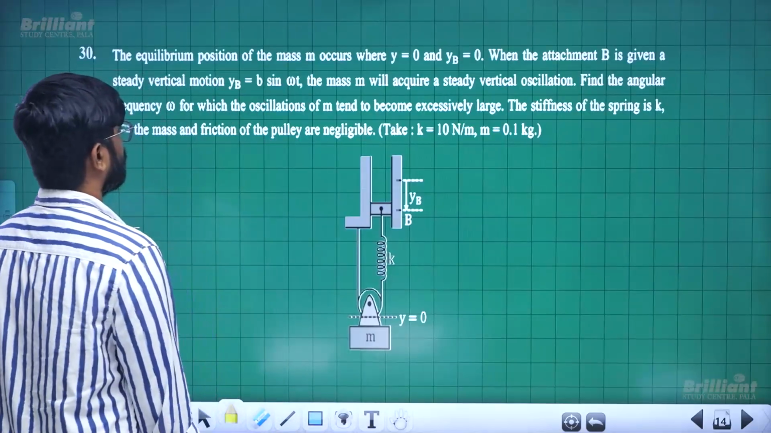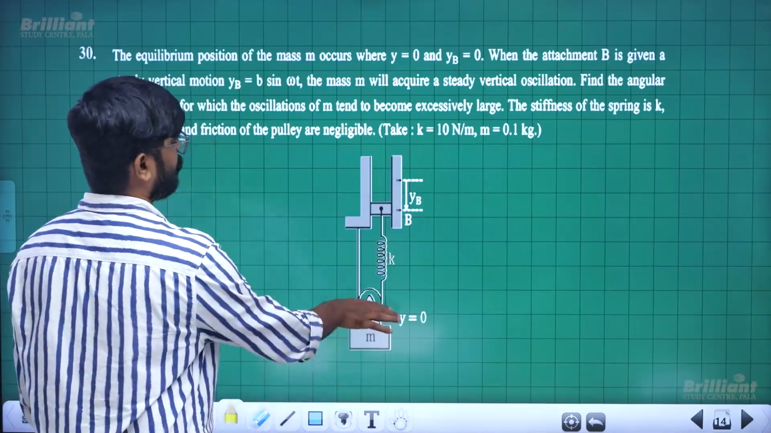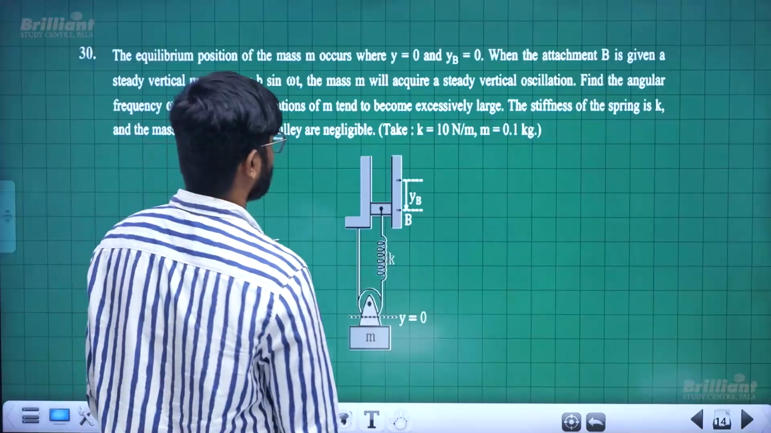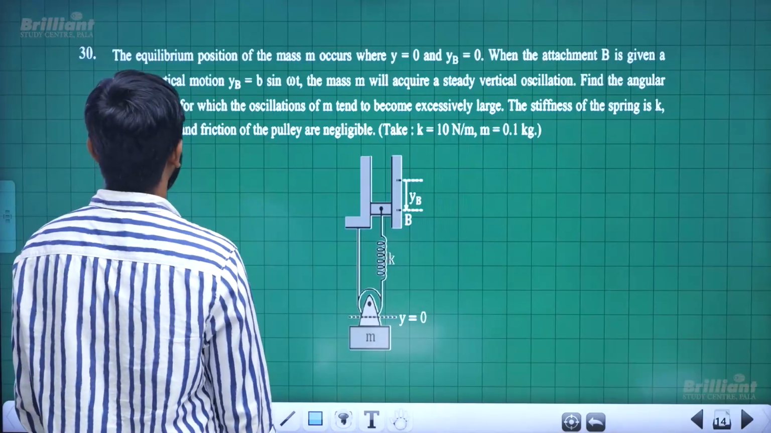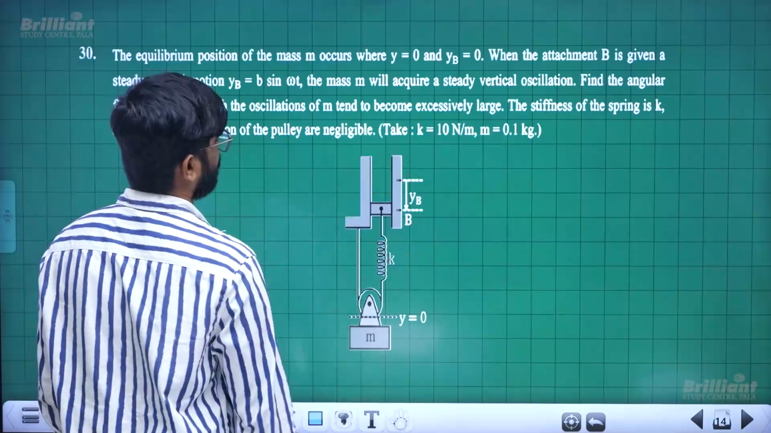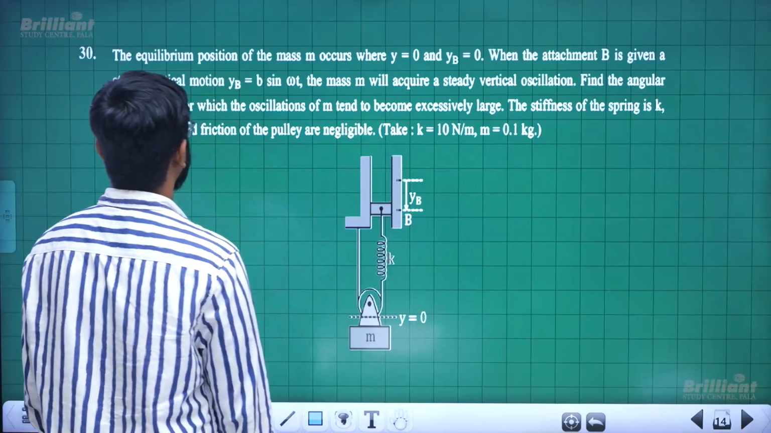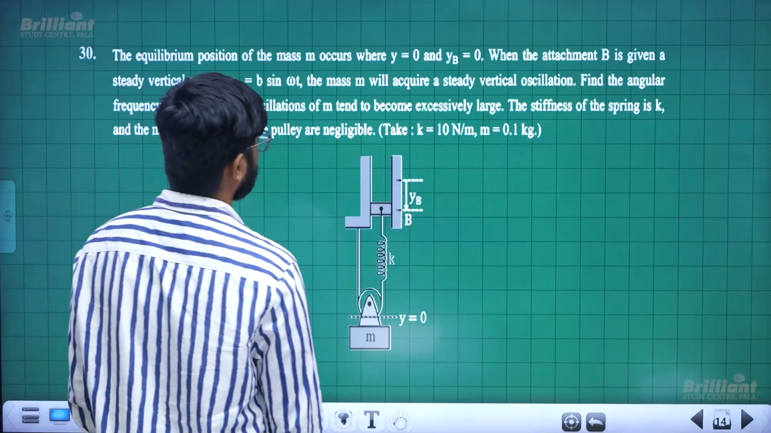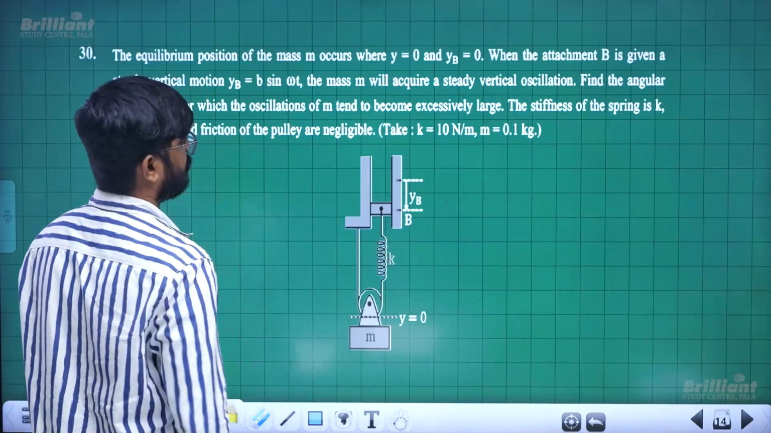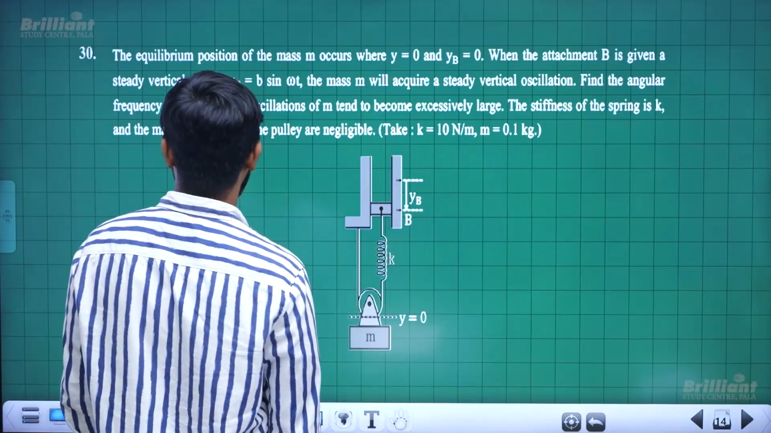The equilibrium position of mass m occurs when y is 0 and yb is 0. When the attachment B is given a steady vertical motion, the mass m will acquire a vertical oscillation. Find the angular frequency omega for which the oscillations of m tend to be excessively large. The stiffness, okay.